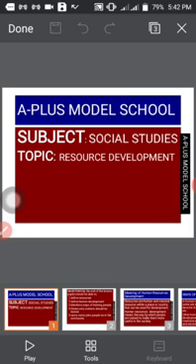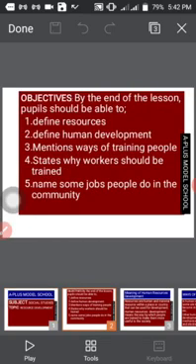Now today we are moving to a new topic, which is resources development. What do I call it? Resources development. And these are the objectives of the lesson. By the end of the lesson, you should be able to define resources development, define human development, mention ways of training people, state why workers should be trained, and name some jobs people do in the community.